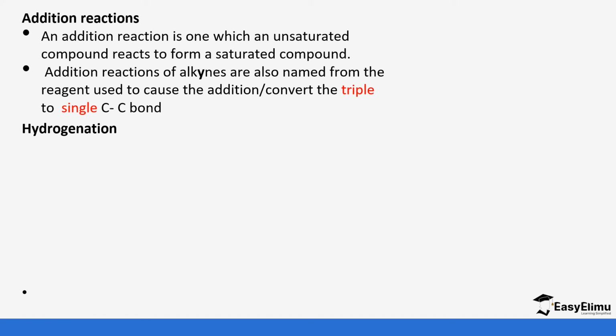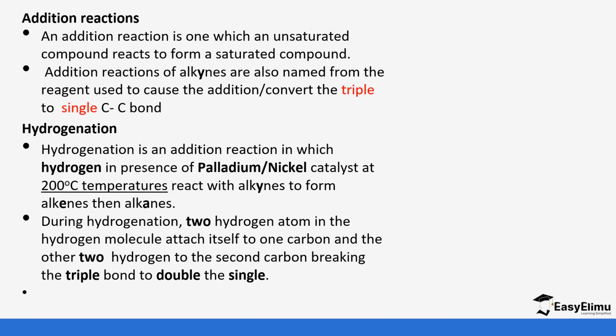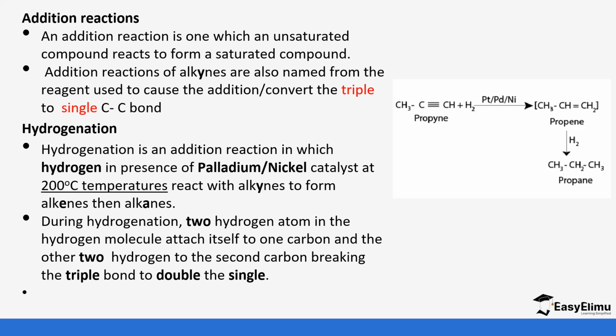One of the addition reactions is hydrogenation. This reaction occurs in the presence of a nickel catalyst, but note the temperature is a bit different from that of alkenes, where we were using 180 degrees Celsius. Now we are going to use 200 degrees Celsius, and we are going to form intermediates. The alkyne reacts first to form an alkene, and then it reacts to form an alkane. During hydrogenation, two hydrogen atoms from the hydrogen molecule attach to one carbon and the other two to the second carbon, breaking the triple bond to a double bond and then to a single bond.